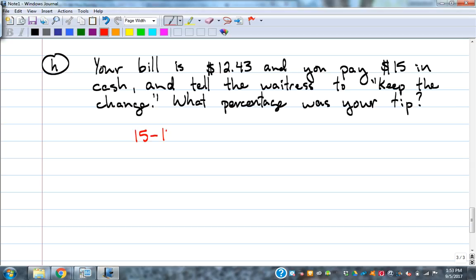Okay. 15 minus 12.43, that finds you what? How much the difference is, what the tip was. So that's the is, how much is the tip? Remember our total bill was 12.43. So that's the of. Is 15 minus 12.43 over of. We're looking for what? Percentage. So that'd be x over 100. So what's $15 minus $12.43? $2.57.